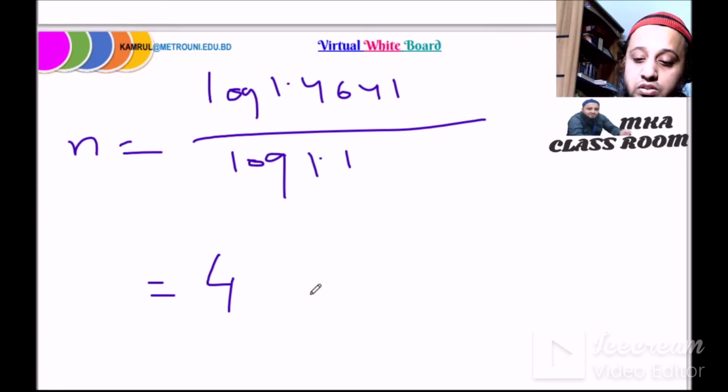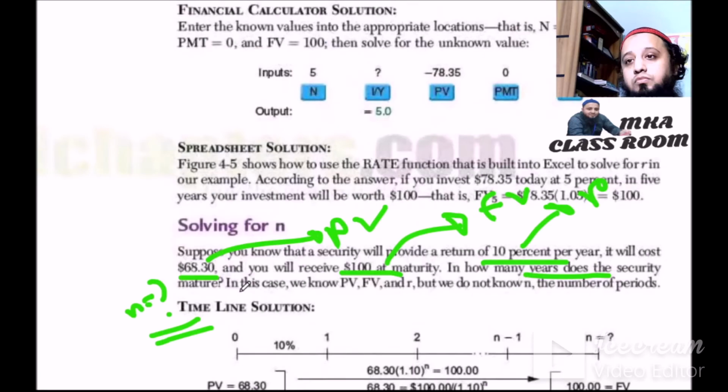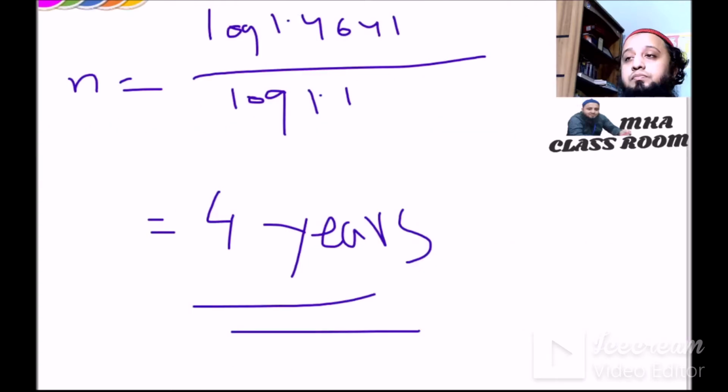It shows that the maturity period is 4 years. So here I said, in how many years does the security mature? It should mature in 4 years. So that is the value of n.